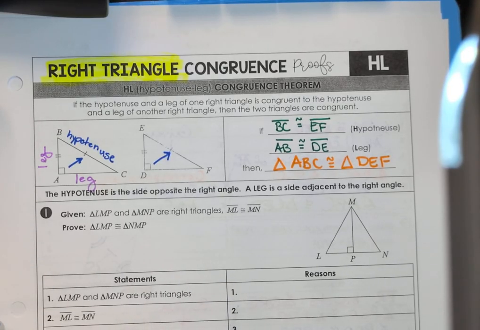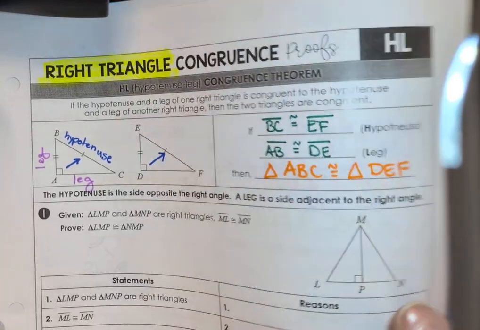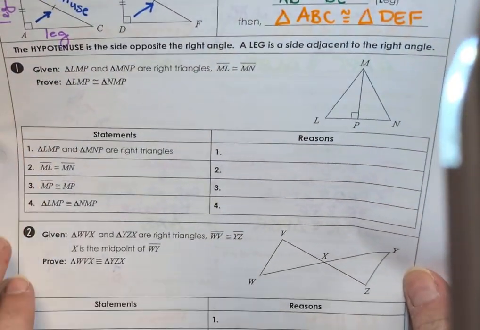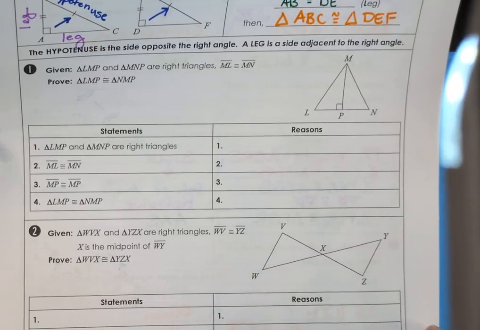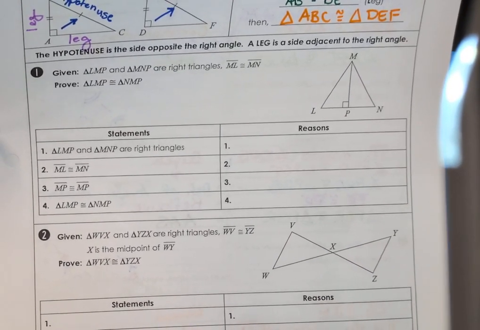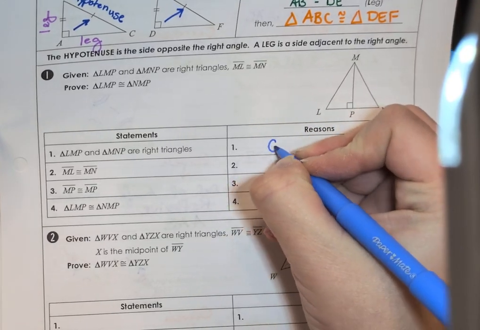Alright, so let's try a proof. See what we can do. There's only 2 of them. Shouldn't be that bad. So, the first thing you write in every proof are the givens. Let's see. How many givens do we have? 2. Where are they at? 1 and 2.